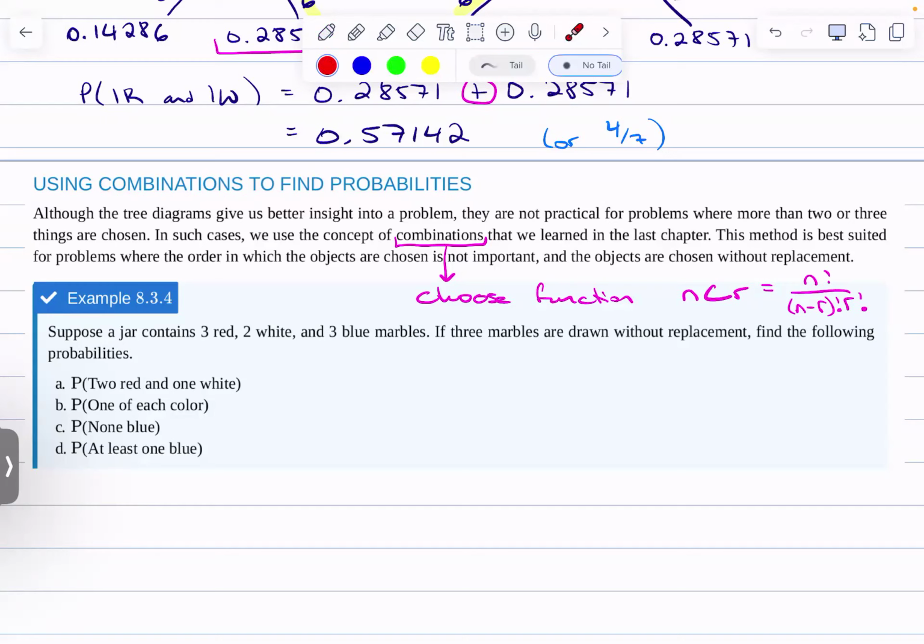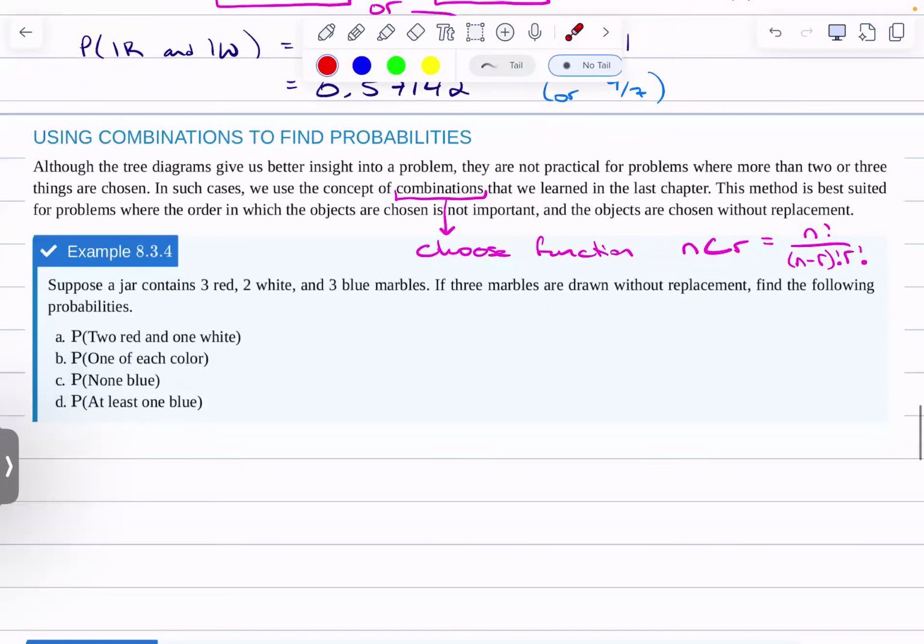Okay. Suppose a jar contains 3 red, 2 white, and 3 blue marbles. Not really showcasing why we would need the choose function. I think we can still solve these with a tree diagram. But if 3 marbles are drawn, right now you have 3 layers of your tree and it gets a little bit out of hand. You can still check your answers with a tree in this scenario, and that's nice, but we'll just use the choose function. And so we have 3 plus 2 plus 3 is 8 marbles, right?